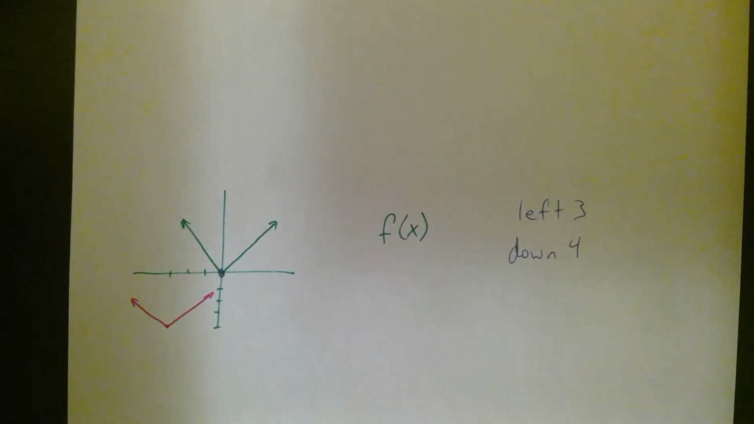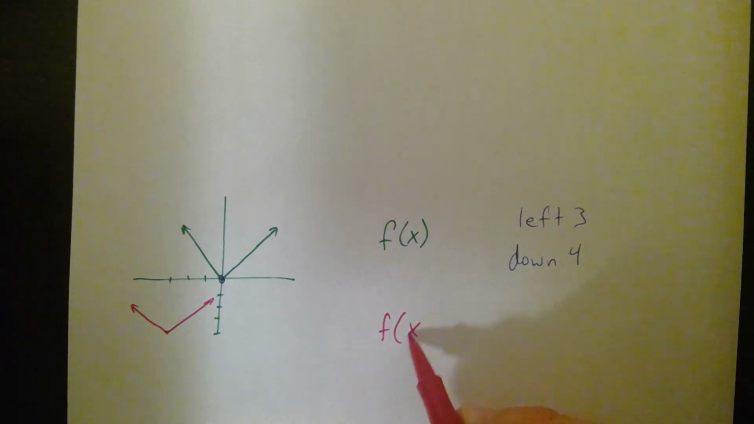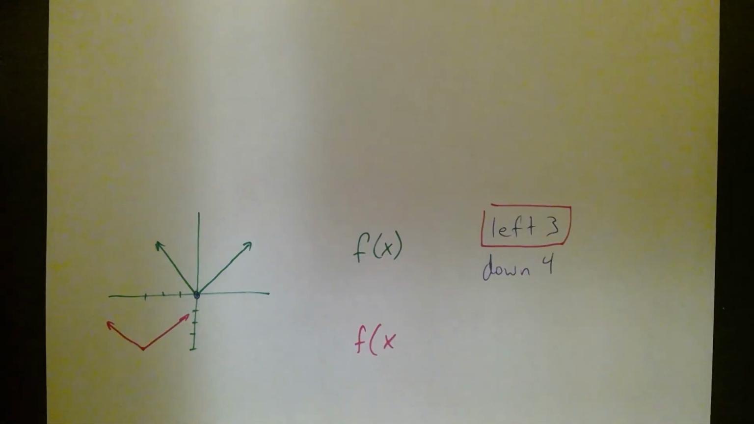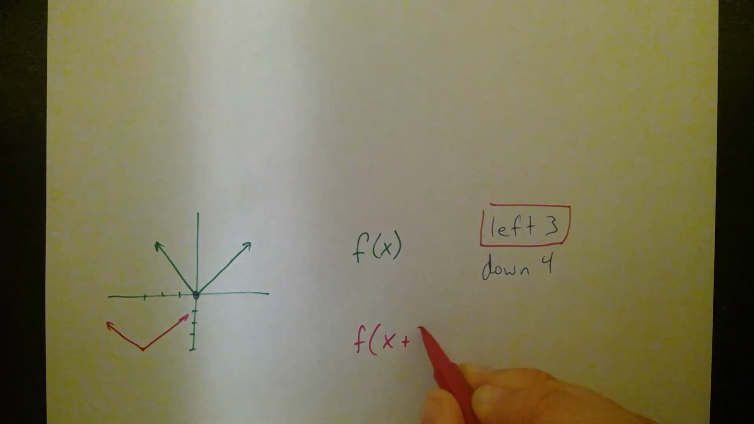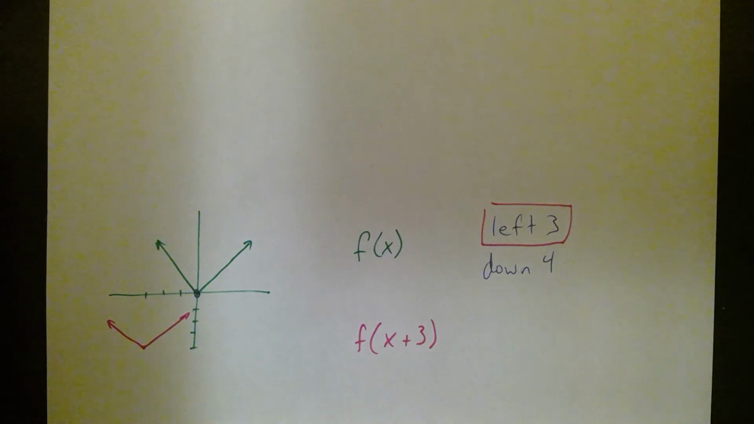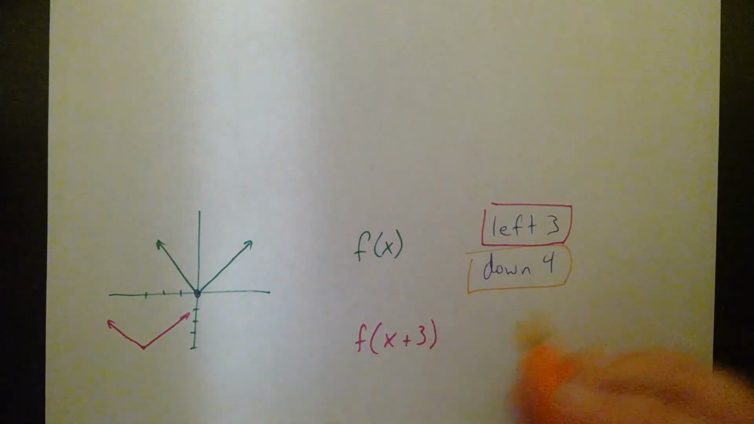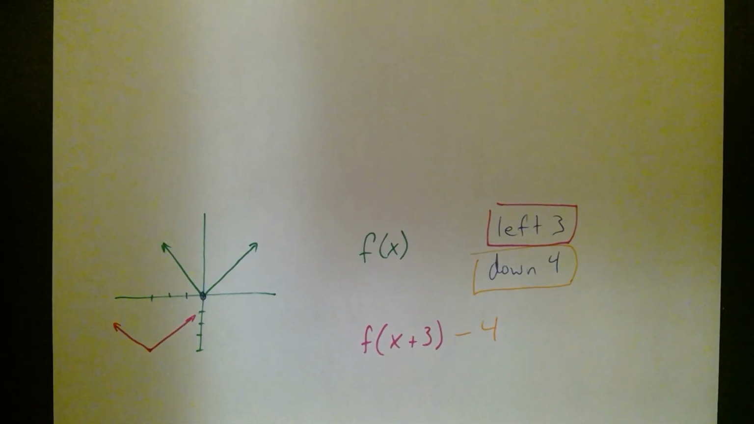And we're going to come up with our new function. So f of x. Now left 3 is moving horizontal, so do the opposite of what we think it should do. So left 3 is going to be plus 3. And then down 4 is going to be minus 4. Now you've got a few questions to answer regarding shifts and stretches.